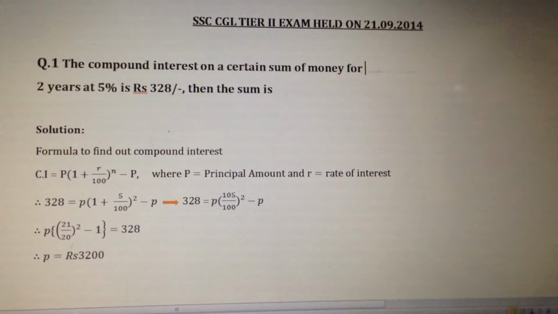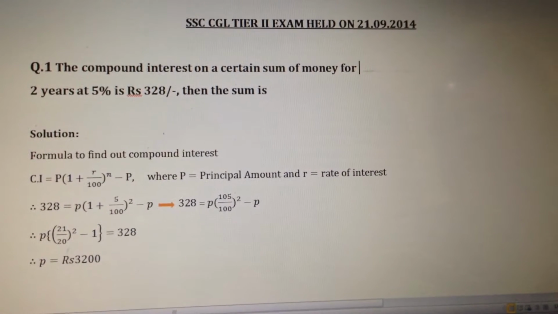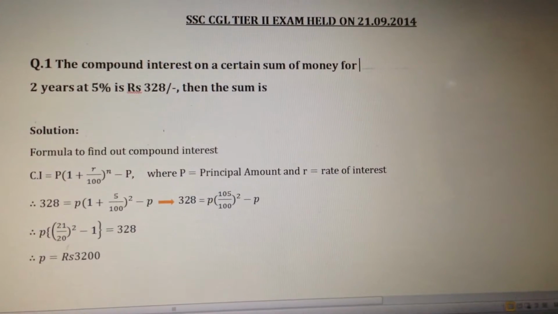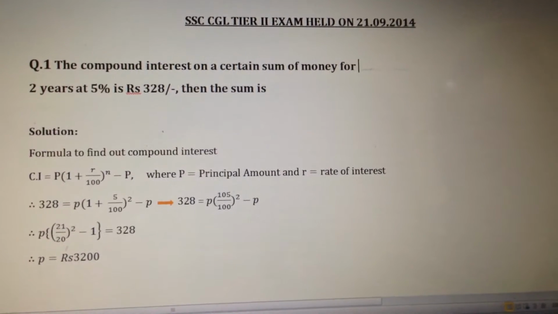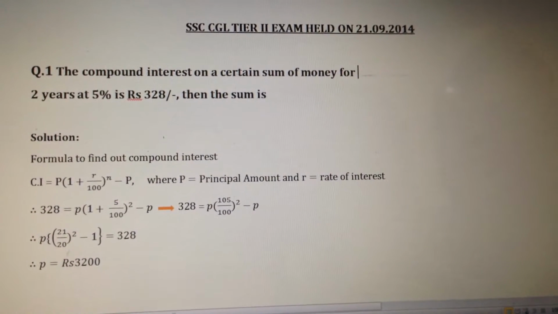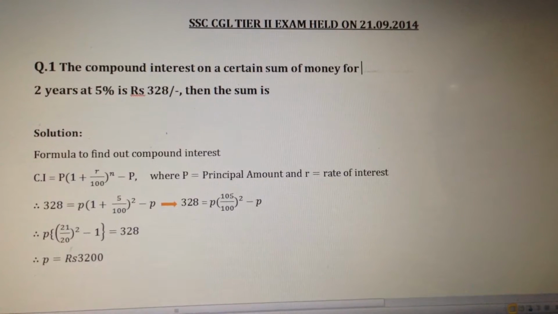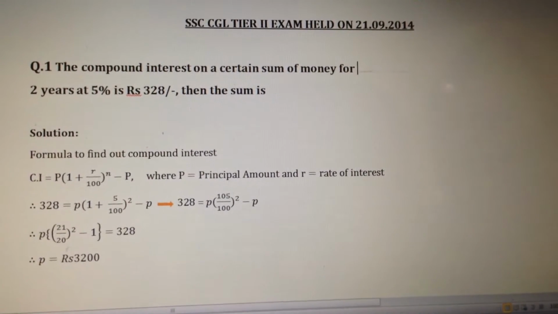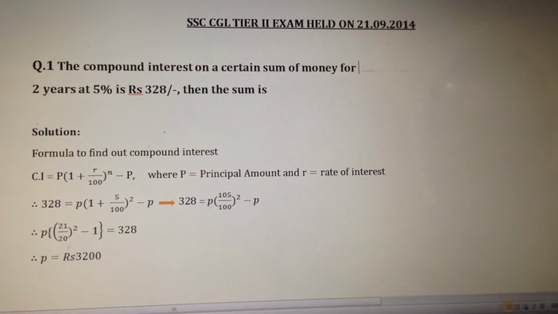Question number 1. The compound interest on a certain sum of money for 2 years at 5% is rupees 328. Then the sum is. This is a simple question of compound interest. Let us see the solution.